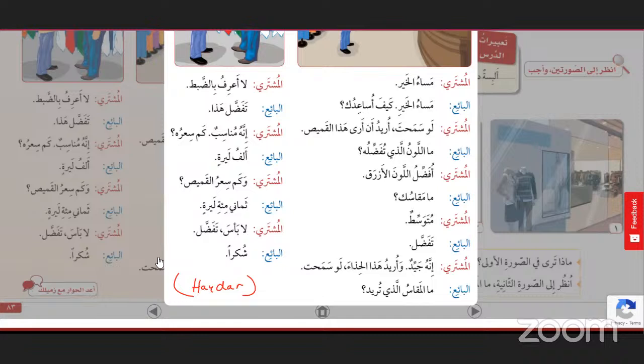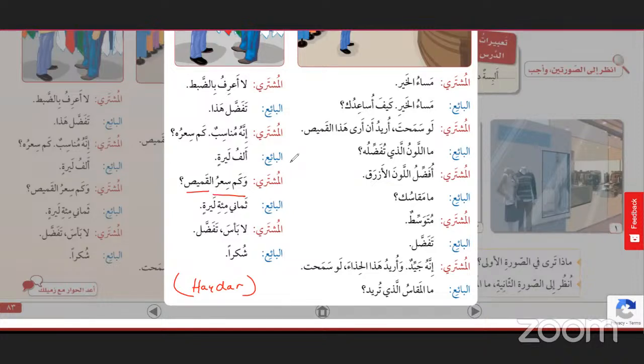Okay. Now. Excuse me, sir. Before the last statement, what is Wakam Sayarul Kamis? Kam Sayar, we took this in the expressions you were missing. Kam Sayar is how much is the price, or how much, or what's the price? Al-Qamis is shirt. So how much is the price of the shirt? Or what's the price of the shirt? Or how much is the shirt? Okay?